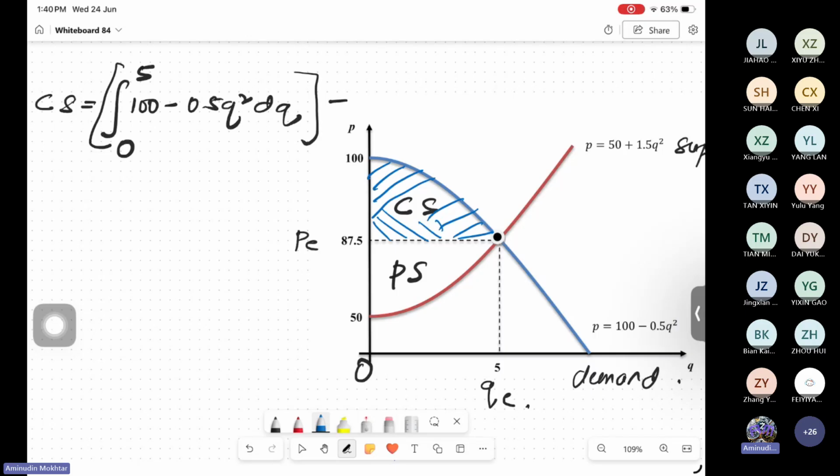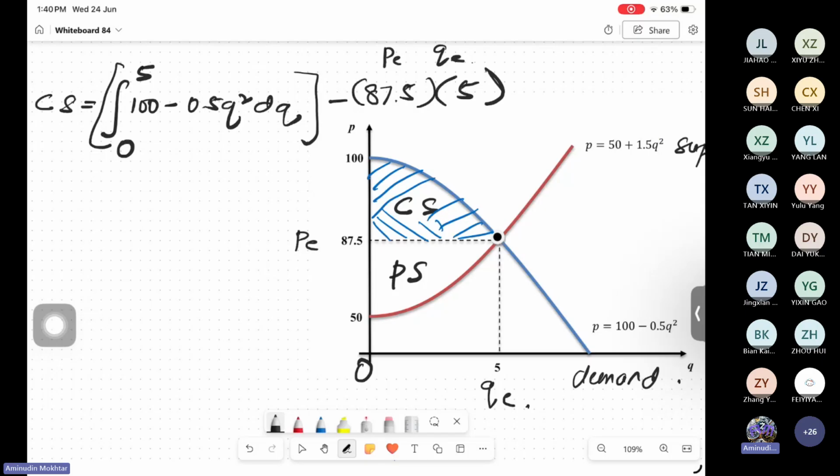So that's why we need to subtract PE times QE. That is 87.5 times QE, 5. Okay, that is the formula. This belongs to PE QE.